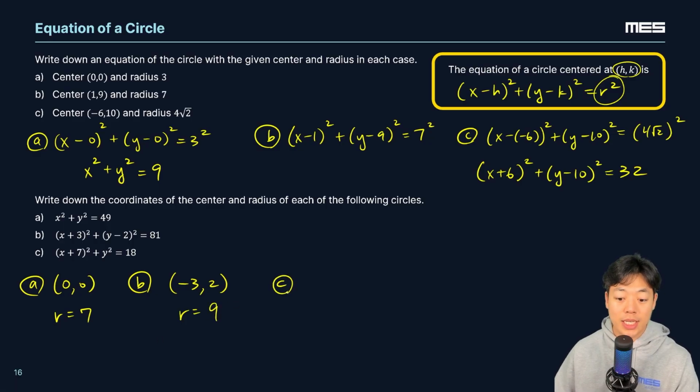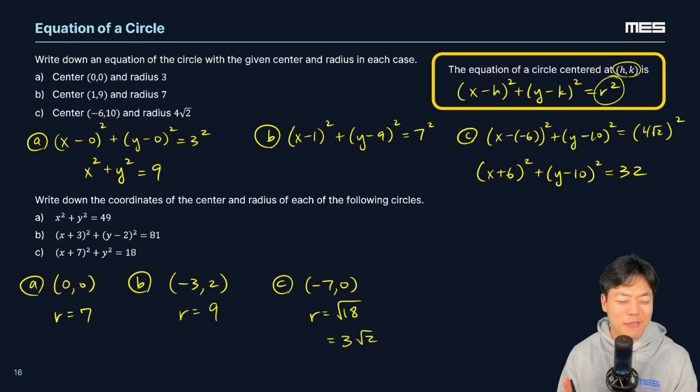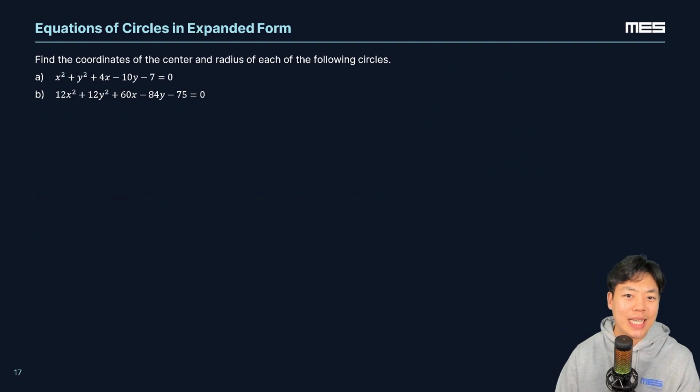Boom. Letter C, we have a center at negative 7, comma 0, and our radius will be not 18, but the square root of 18, and that can be simplified to 3 radical 2. Now let's try some more difficult ones. Equations of circles in expanded form, and this is all we have left for today.